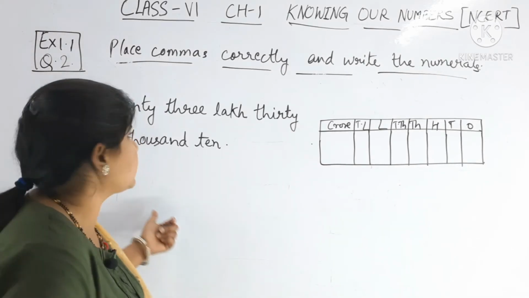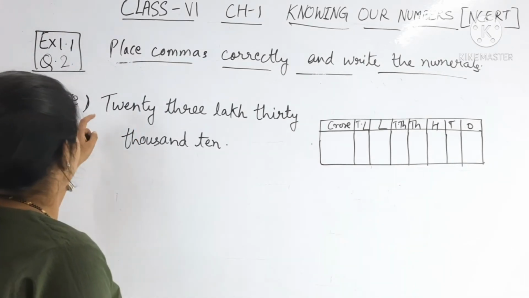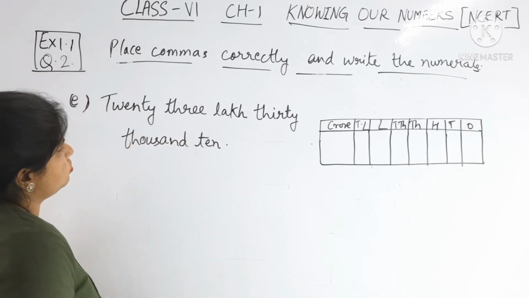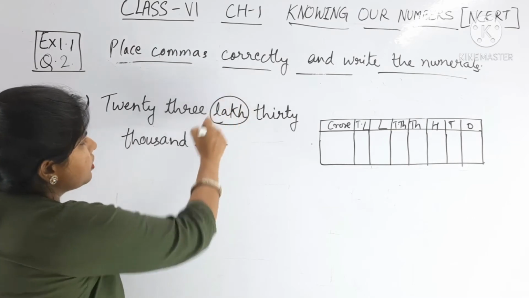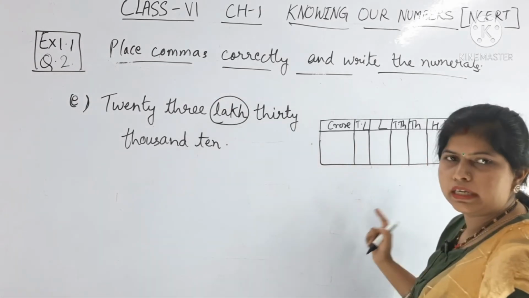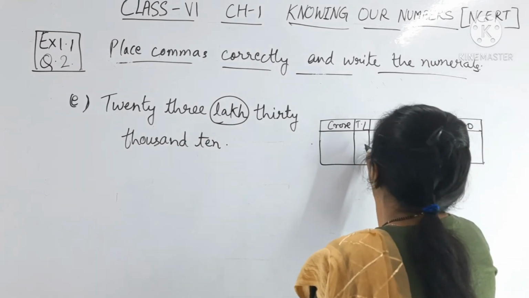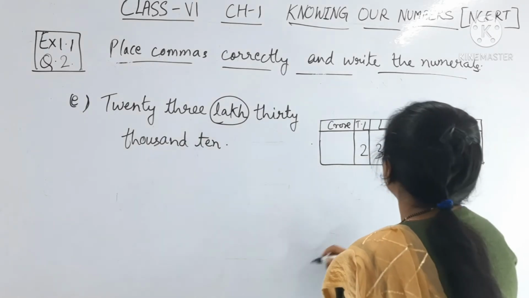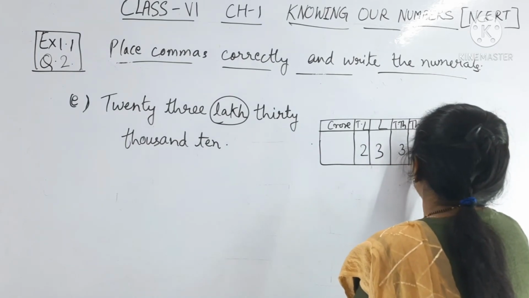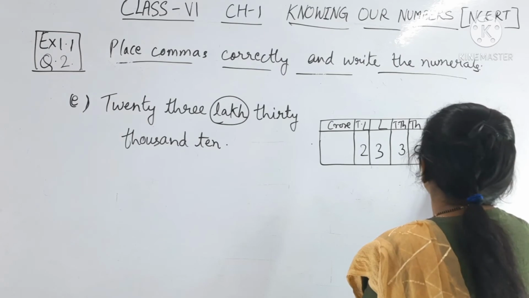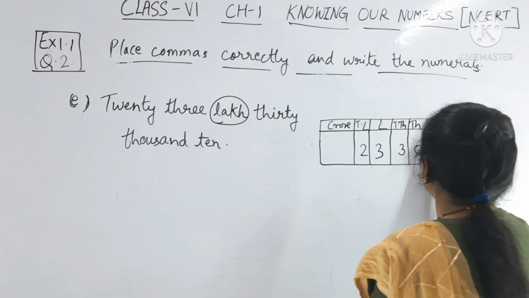Now this is the last question of question number 2. Okay, part E, that is 23,30,010. So here it is lakh, so we have to make the place value chart of the Indian system. Okay, so 23 lakh you can write here, 30,000, 10. In the hundreds place it is 0.